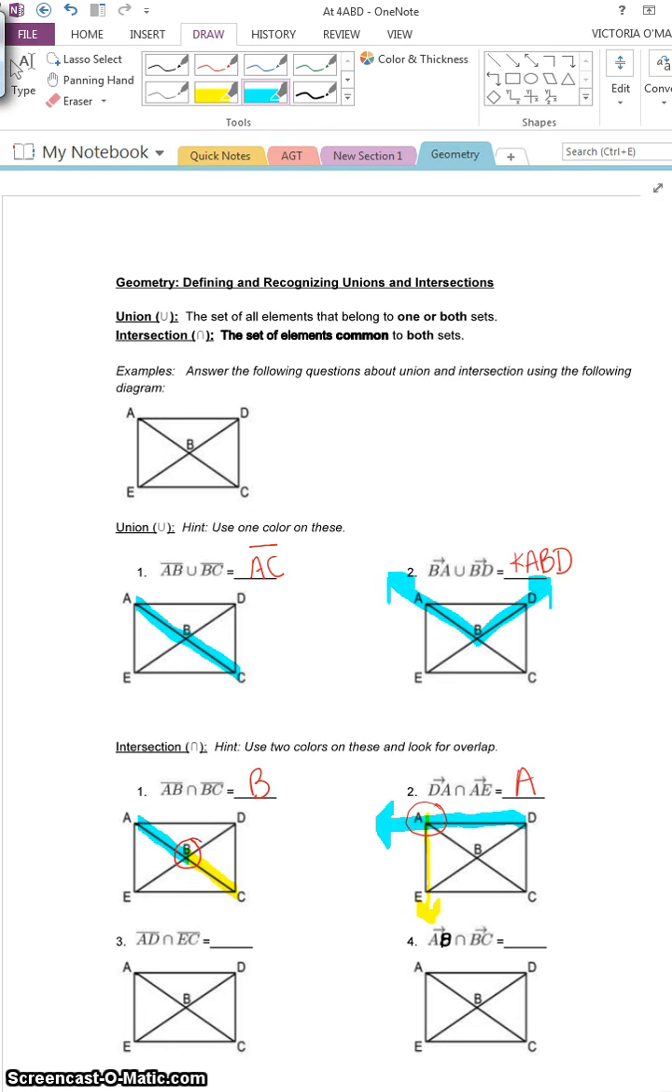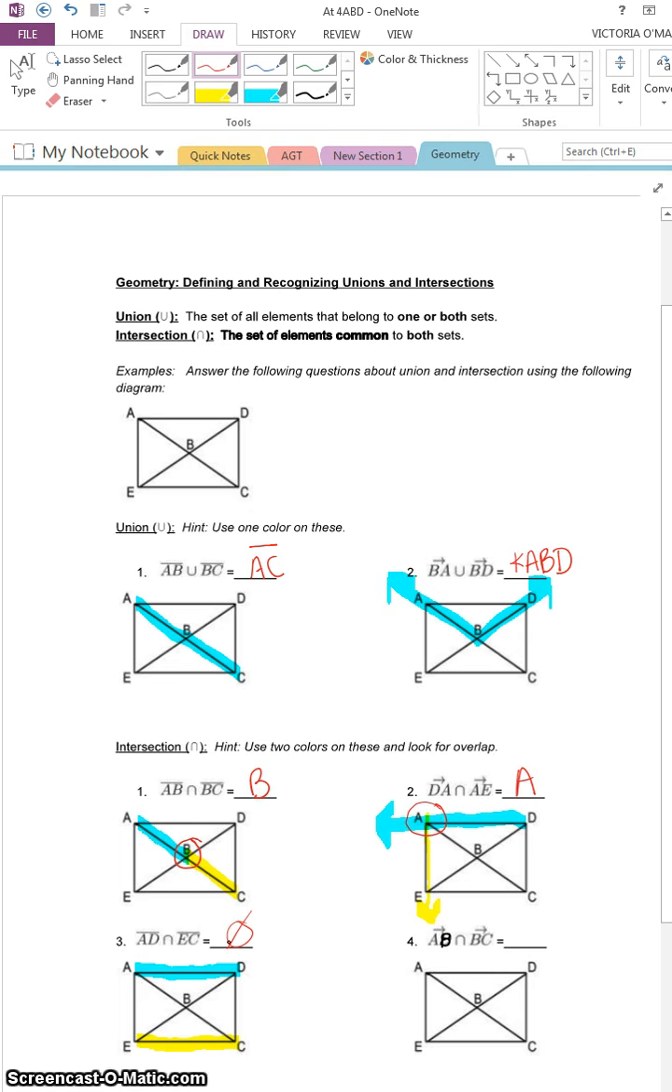Moving on to problem 3, I have segment AD, so I'm going to highlight segment AD in blue, intersecting segment EC. It's an intersect problem, so I switch colors to yellow. Now I look for the overlap between the two, and there is none. If there is no overlap, then the answer would be the empty or null set.